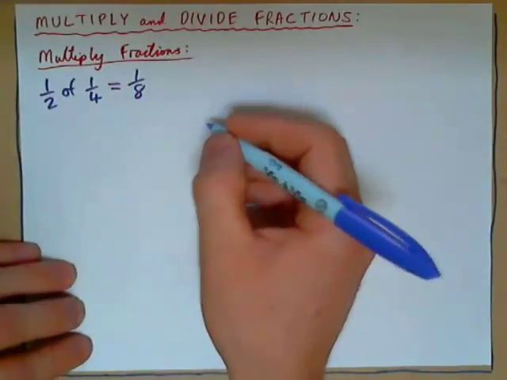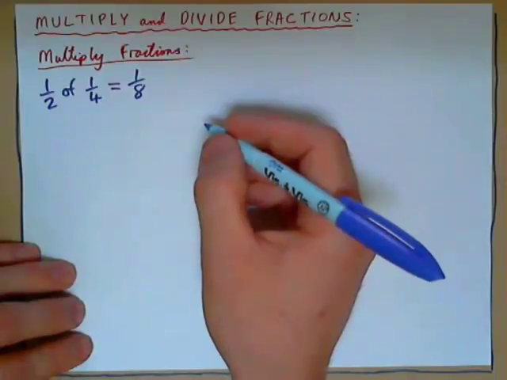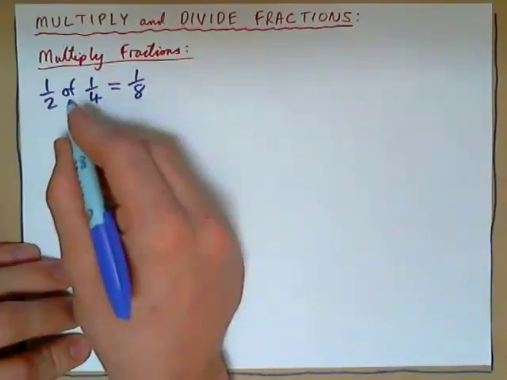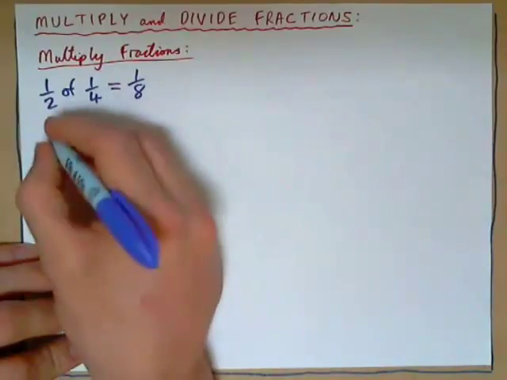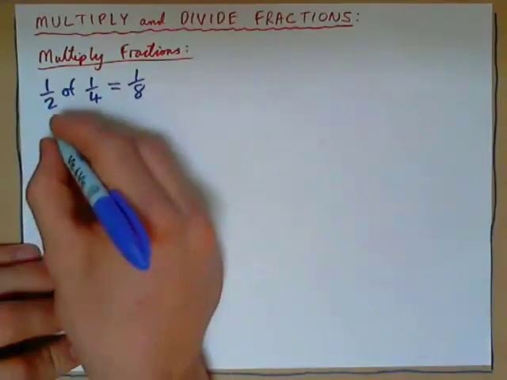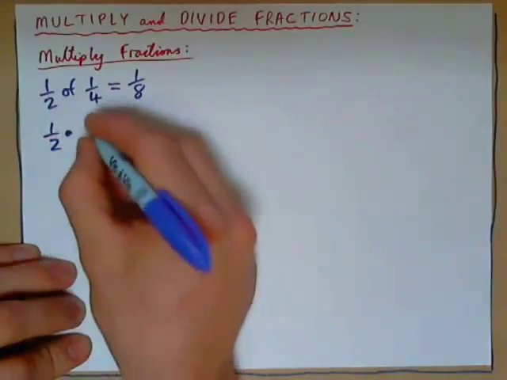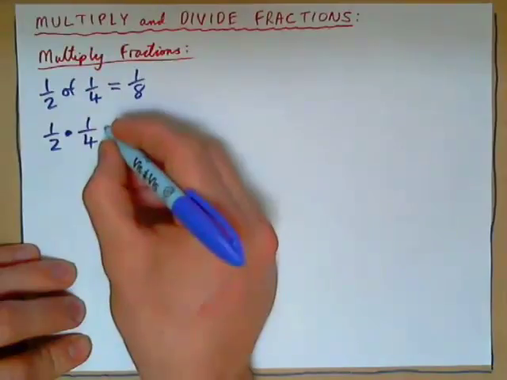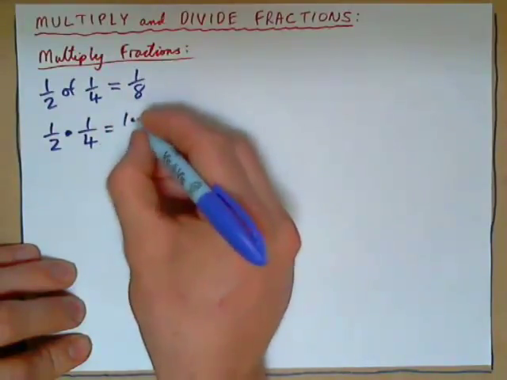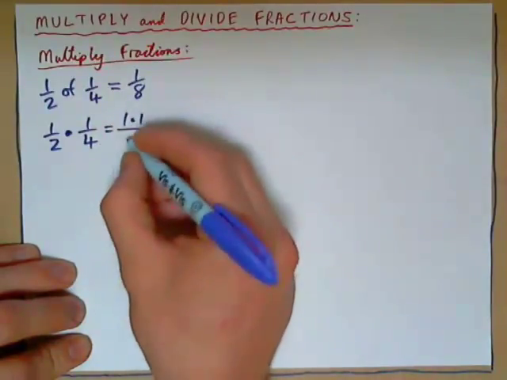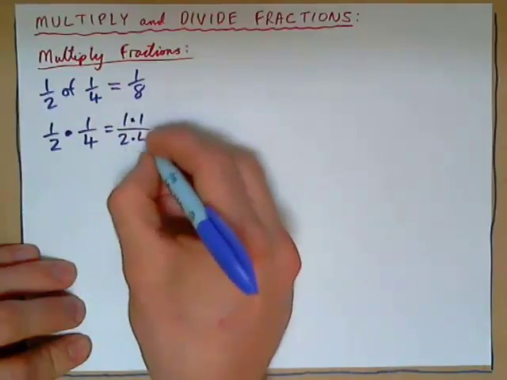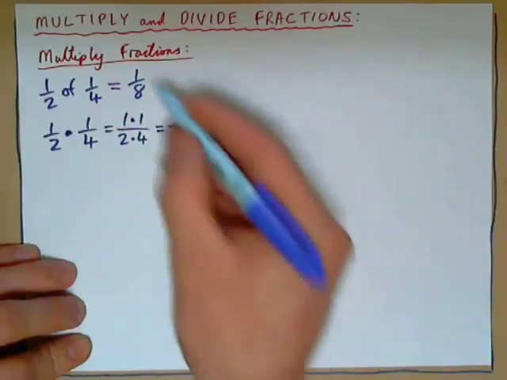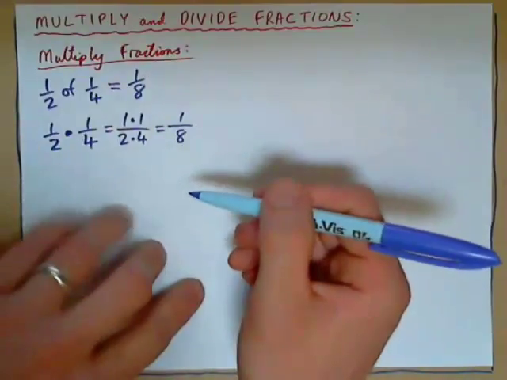What we're going to do is check the rule for multiplying fractions and see if it works. Of means multiply, funny enough. So we can change this to 1/2 multiplied by 1/4. Now the rule for multiplying fractions is we multiply the tops, 1 times 1, and then we multiply the bottoms, 2 times 4, and we get 1/8, and that's correct.